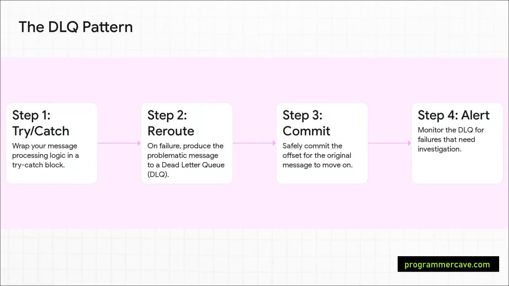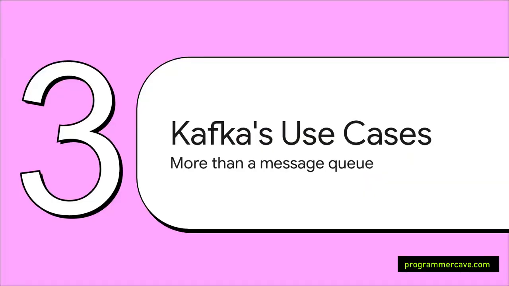The solution here is a really powerful pattern that senior engineers lean on heavily, the dead letter queue, or DLQ. Instead of letting a bad message crash your app, you wrap your processing logic in a try-catch block. If an exception happens, you catch it, and then you produce that problematic message to a totally separate dead letter topic where you can look at it later. Then, and this is the most critical part, you commit the offset for the original message. This tells Kafka you're done, allowing your consumer to move on to the next one and keeping the whole system flowing smoothly.